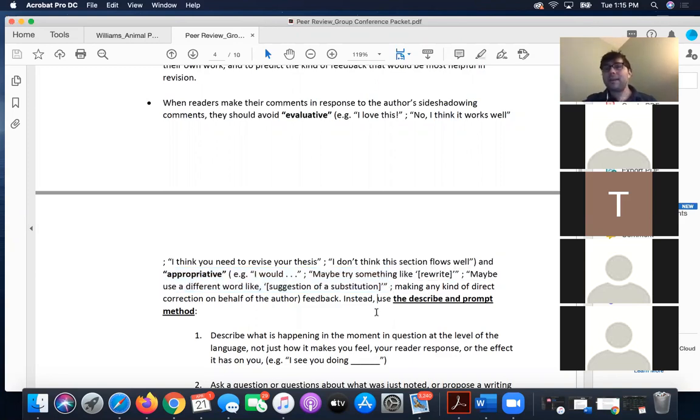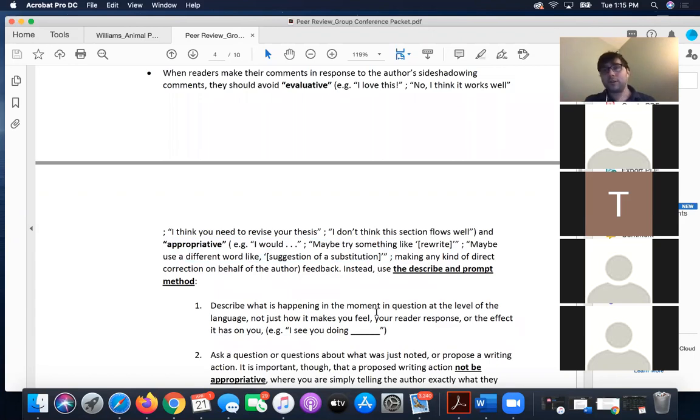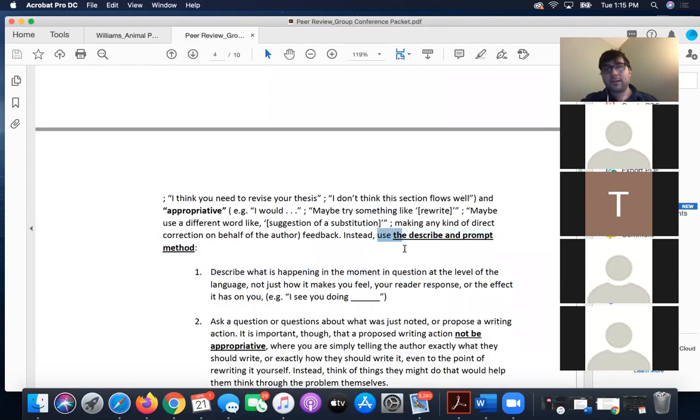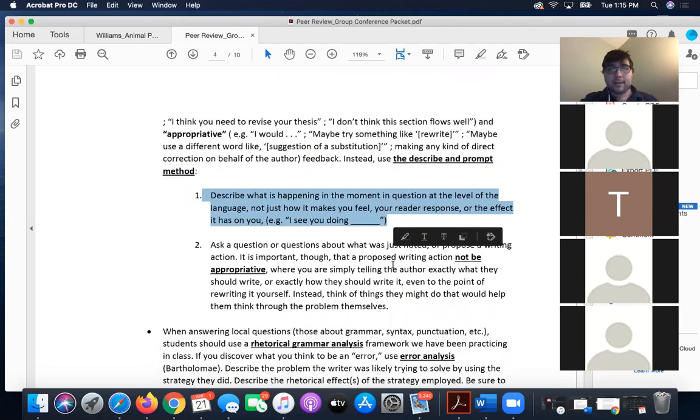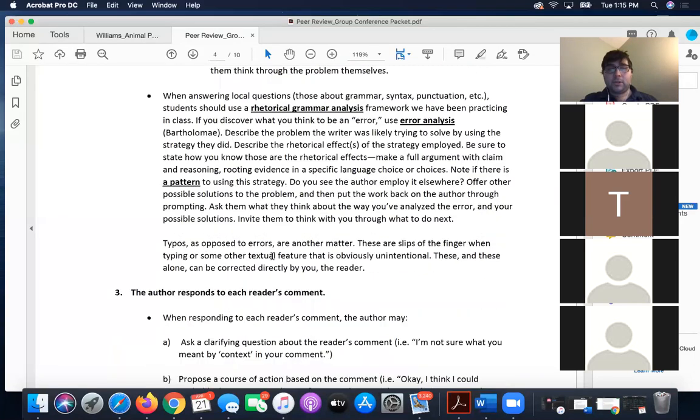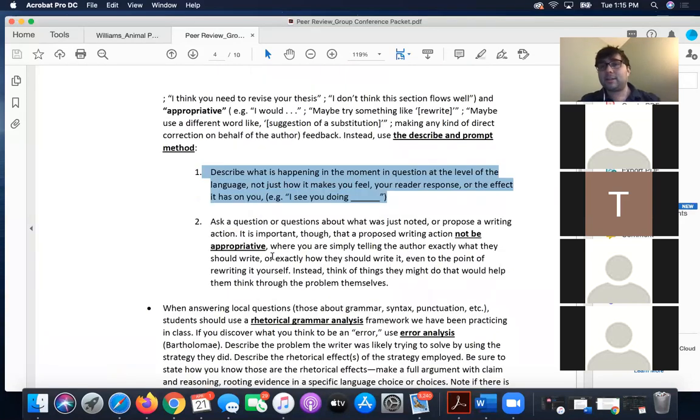So you might be asking, if I'm not supposed to do either one of those things, what should I do instead? The answer is, I want you to use that describe and prompt method. The way this goes is, I see you doing this here in this specific place, and you want to be sure you are grounding it at the level of the text. So make sure you're commenting on a specific writing choice that the student author is making, not reporting on how it makes you feel or think. That's reporting on the effects. I want you to point out the writing choice that made those effects happen.